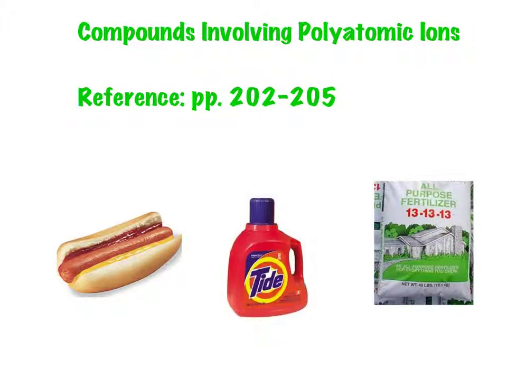Hello everyone. Today's lesson is about compounds involving polyatomic ions. These are special types of ionic compounds that have a special type of ion in them called polyatomic ions. The reference from your textbook is pages 202 to 205, and you'll be taking a look at those in a little bit.